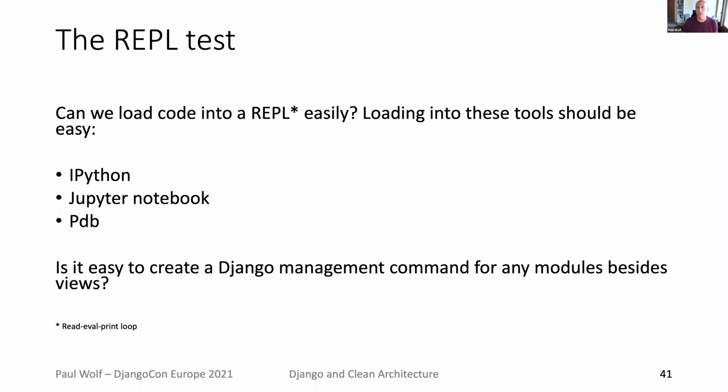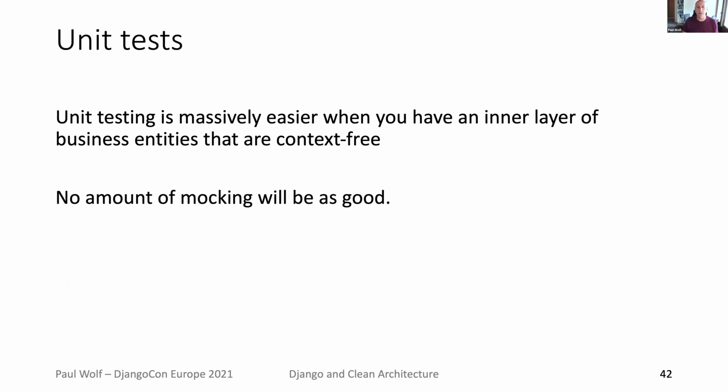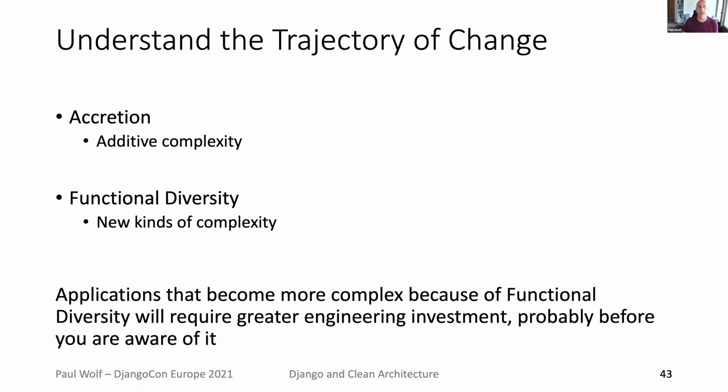And the same thing goes, you really want to be able to create Django management commands for testing functionality or doing various tasks. And it's very frustrating when you can't do that because all of the interesting features are bound up in views and you're trying to call them from the command line. Unit testing is going to be massively easier if you apply these principles. Mocking is just not going to be as good as when you're using context-free objects. It's just much easier to test.